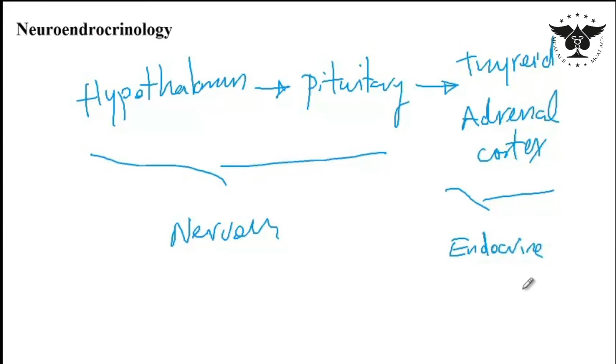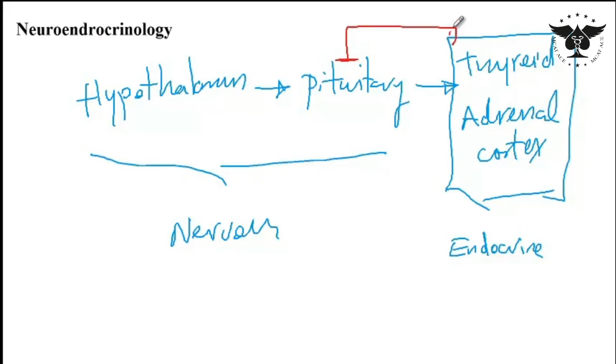And then the products of these endocrine glands can provide negative feedback to these nervous tissues and tell them, hey, I've got enough hormone products, stop your stimulation signal. And so this way there is a bi-directional activity where the nervous system can activate the endocrine glands, and then the endocrine glands can send signals back to control their own activation.